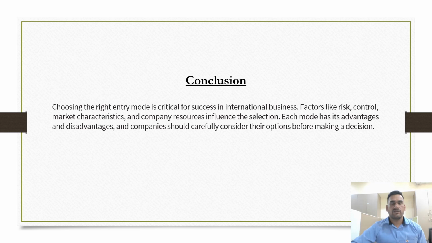The last slide of our PPT is the conclusion. Choosing the right entry mode is critical for success in international business. Factors like risk, control, market characteristics, and company resources influence the selection. Each mode has its advantages and disadvantages, and companies should carefully consider their options before taking any decision in the market.